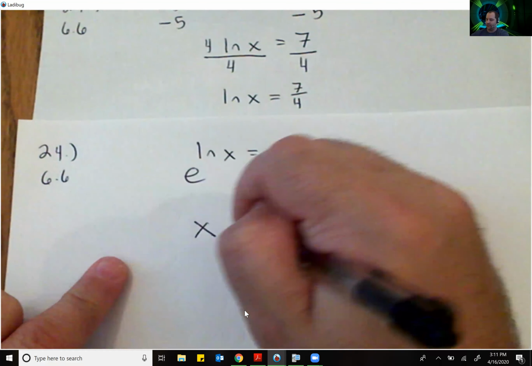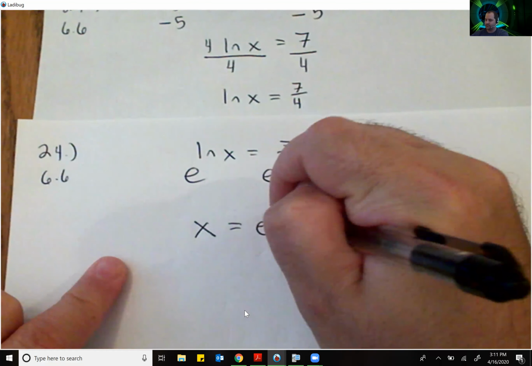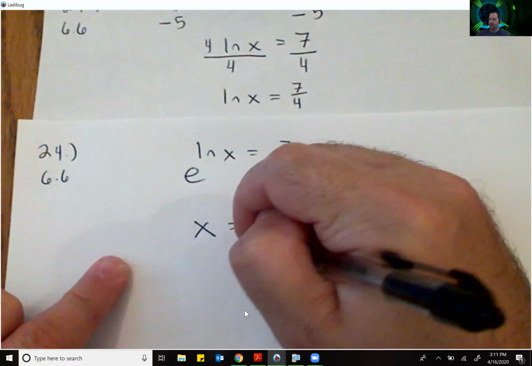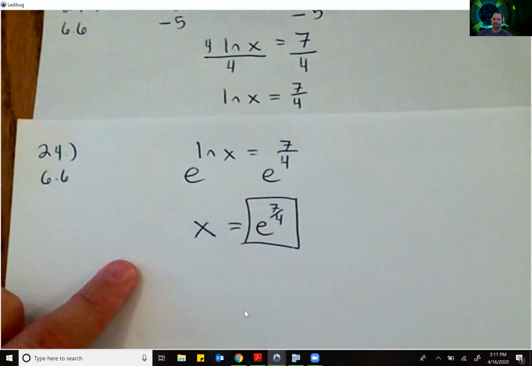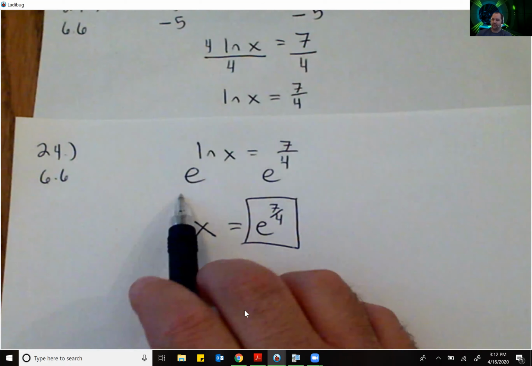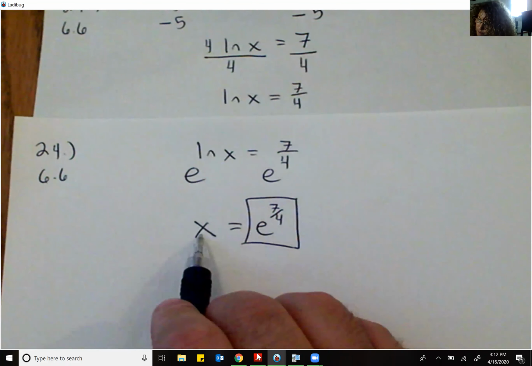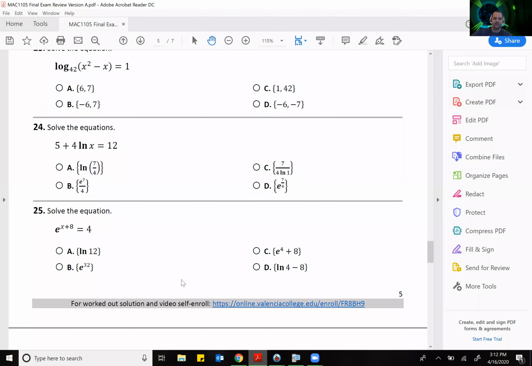And then over here, e to the 7/4. That is the answer. Okay, e and the ln undo each other, leaving you with x. They're the inverses of each other. So if we're looking at this, the answer is D.